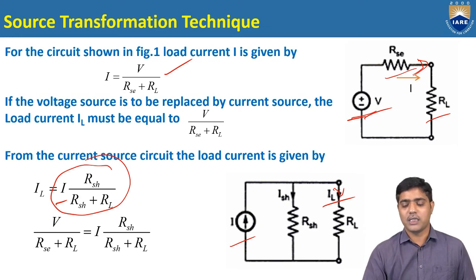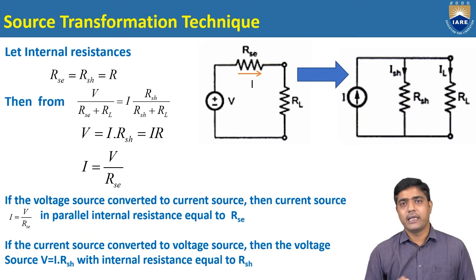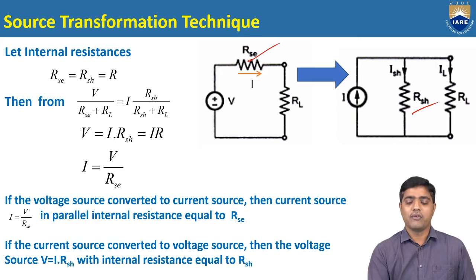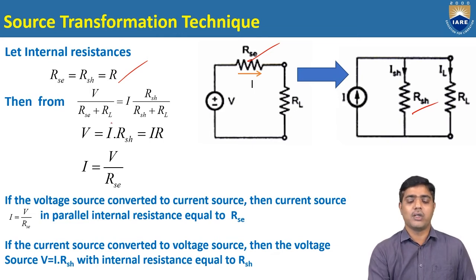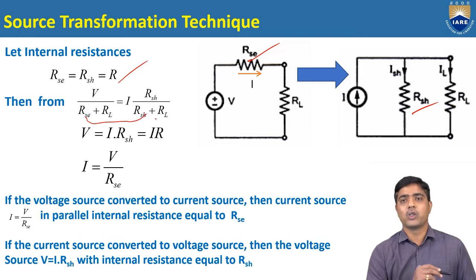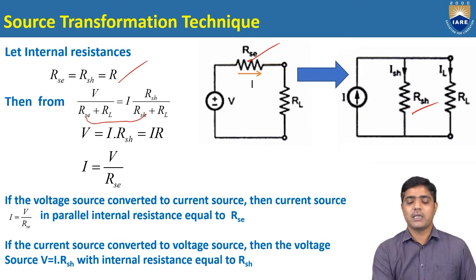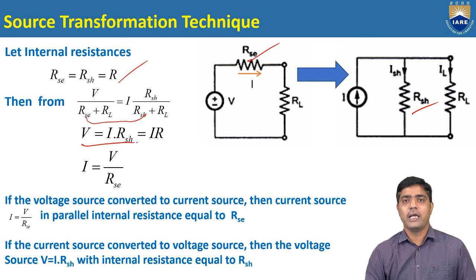From these two expressions, we take the internal resistance as the same. What is the RSC? The internal resistance of the voltage source, and RSH is the internal resistance of the current source. If you take these two as equivalent, then from the earlier expression, V by RSC plus RL is equal to I into RSH by RSH plus RL. As RSH equals RSC, both denominators are equivalent. So from this you can write V equal to I into RSH.